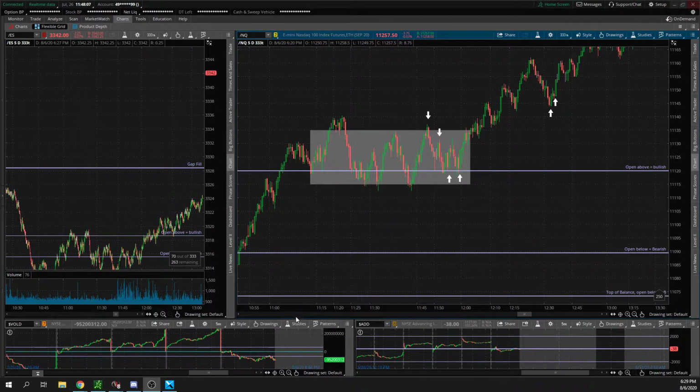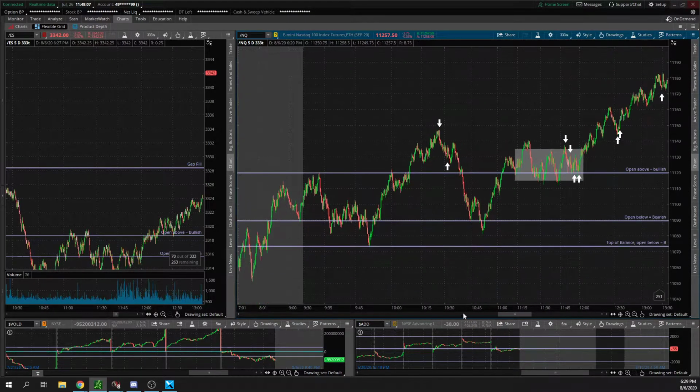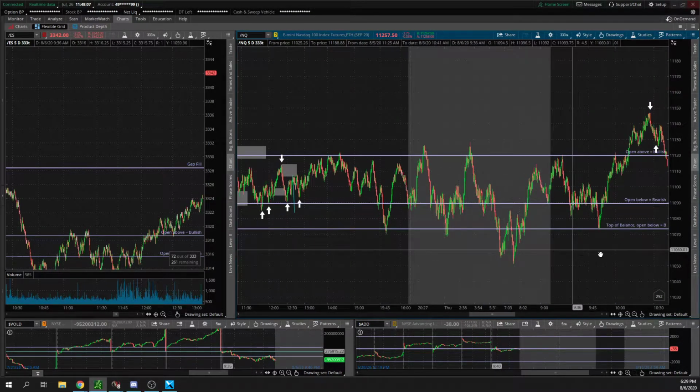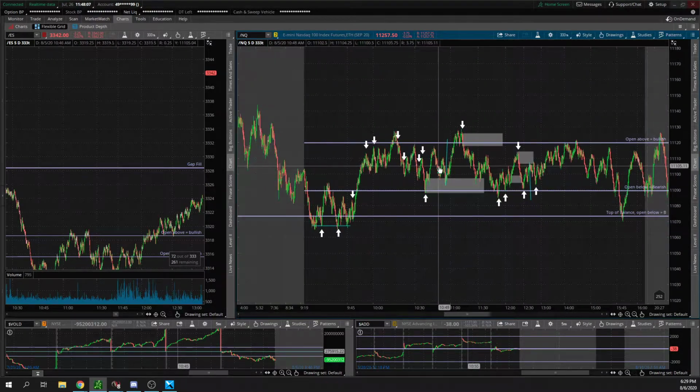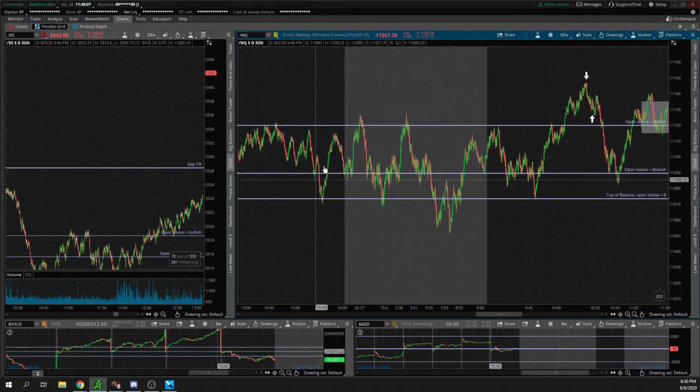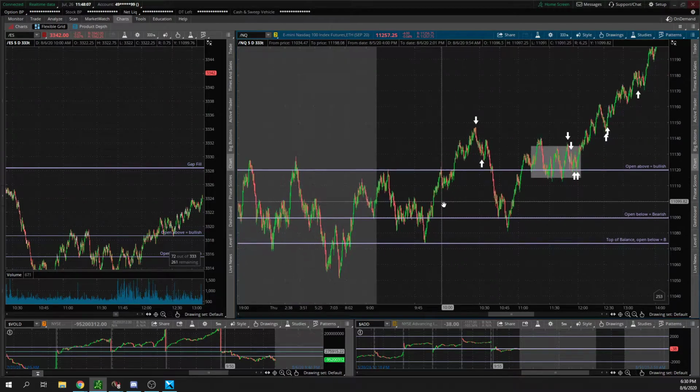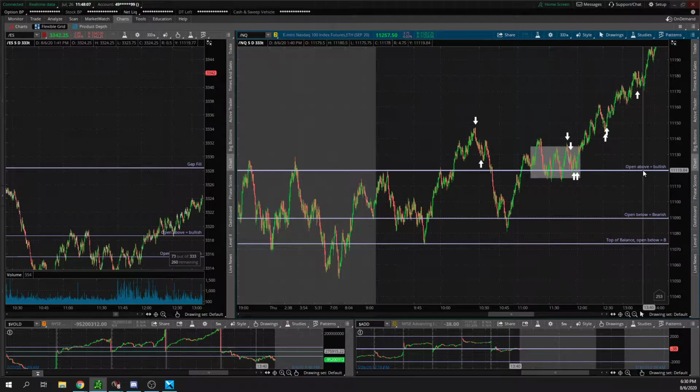So, initially, we started off the day pretty much in balance. Okay, so we saw yesterday we had a balanced day, right? Pretty much just in a range, nothing crazy. Then this is the levels that I gave to my members. Open above equals bullish, open below is bearish.